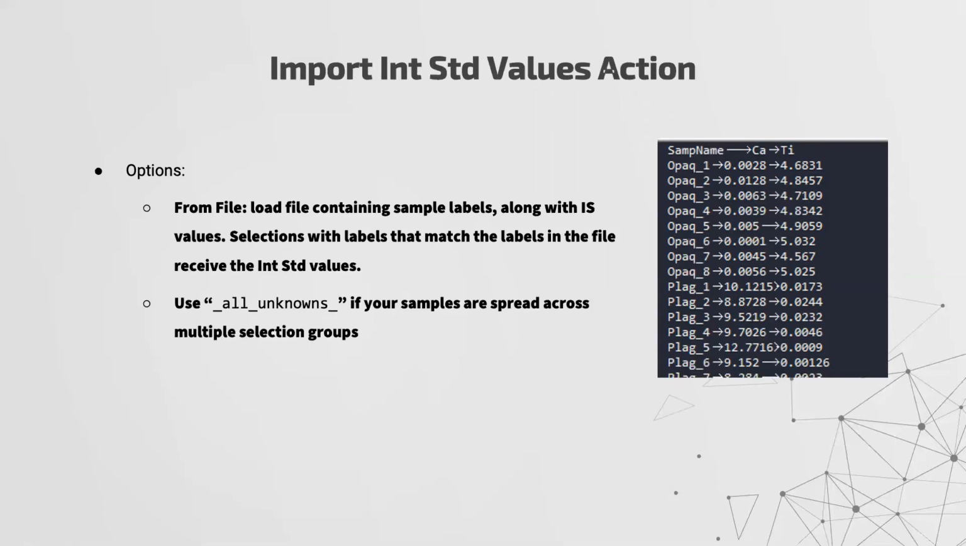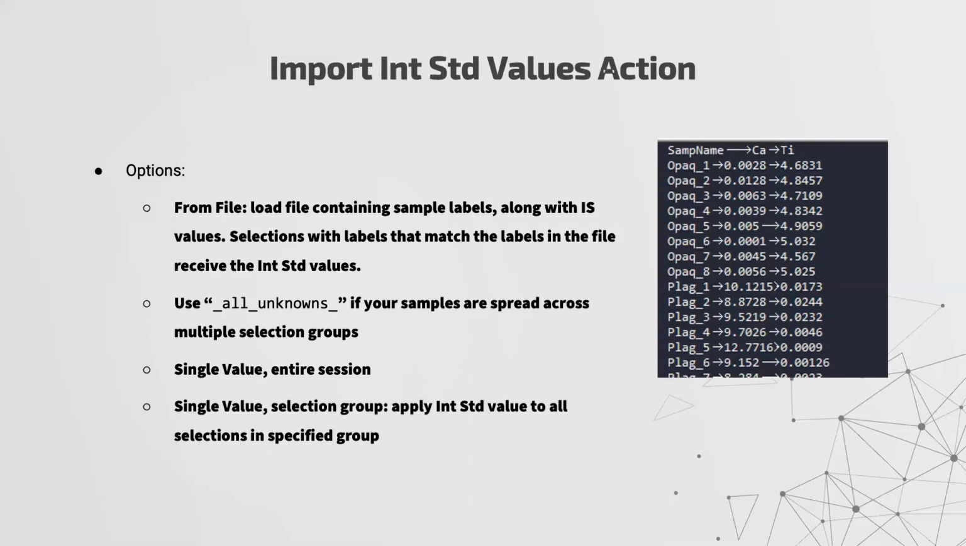You can also set a single value for the entire session. So if, for example, you were analyzing just zircons for the entire session, you could set perhaps the silicon value to be 29%, something like that. I can't remember off the top of my head. Or you can set a single value for a particular selection group. So if everything in that selection group has the same internal standard concentration, then you can just set one value for that.